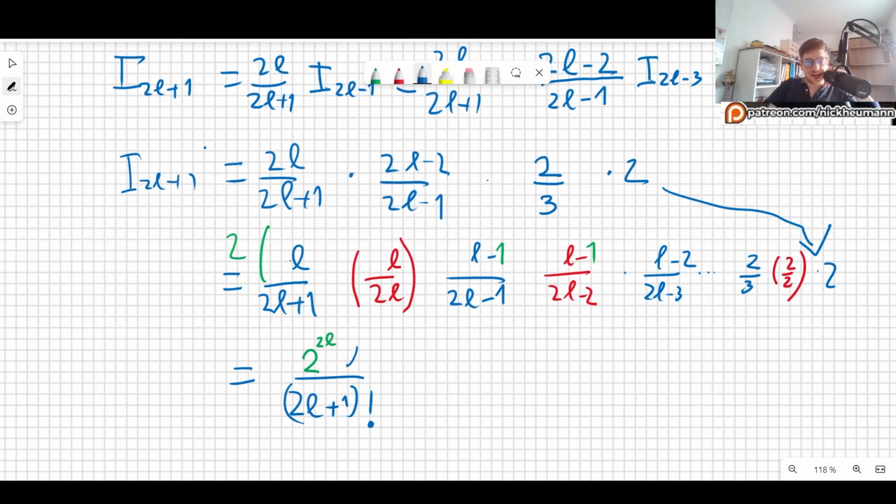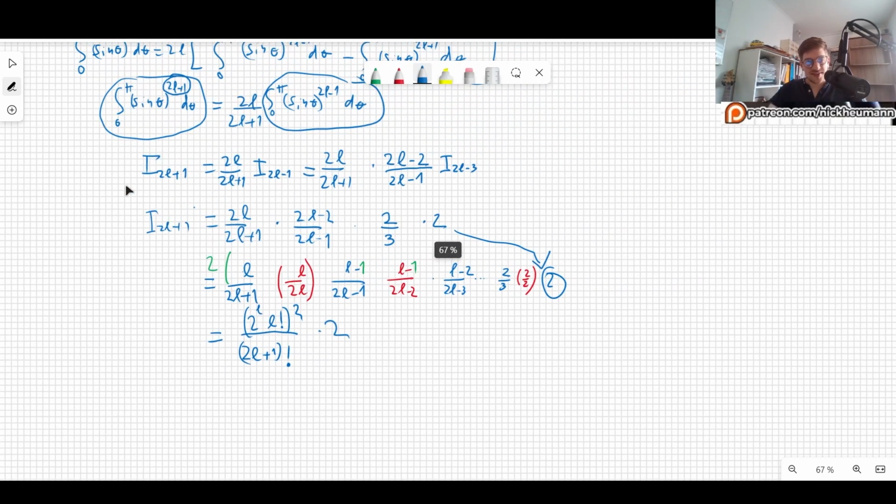And that means that we have L factorial squared. Or we can just write this as 2 to the L and L factorial squared. So 2 to the L times L factorial and all of this squared. Times 2, of course. This little 2 that remained. Okay, so this is the integral.